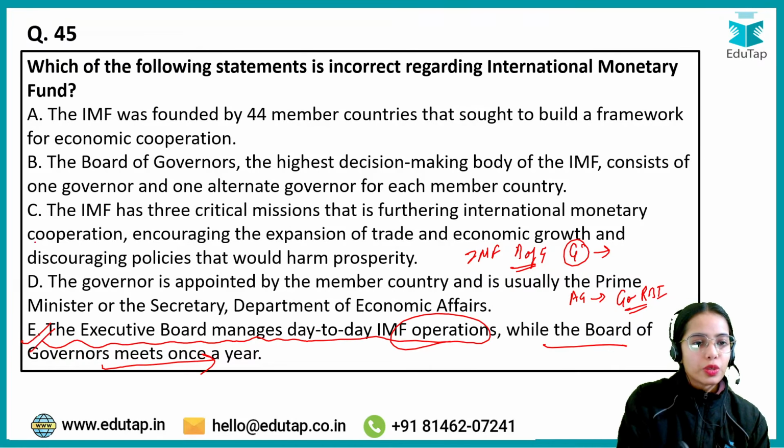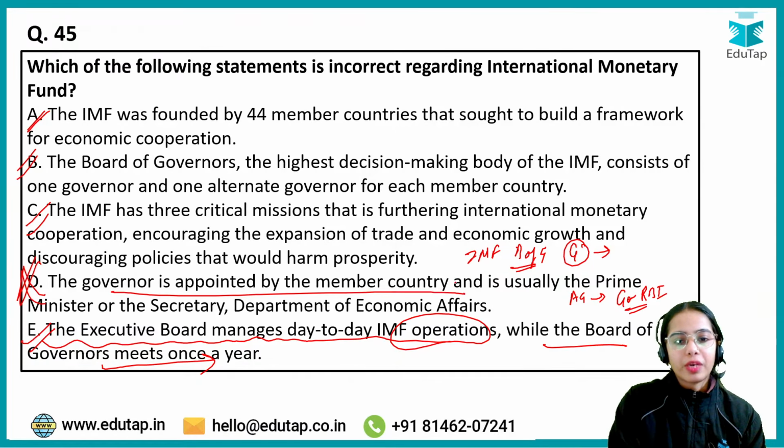Now the executive board manages day-to-day IMF functions while the Board of Governors meets once a year. This is also correct. So all the other statements are correct. Only the D1 was wrong because the governor is appointed by the member country and is usually the finance minister or the governor of the Reserve Bank of India.